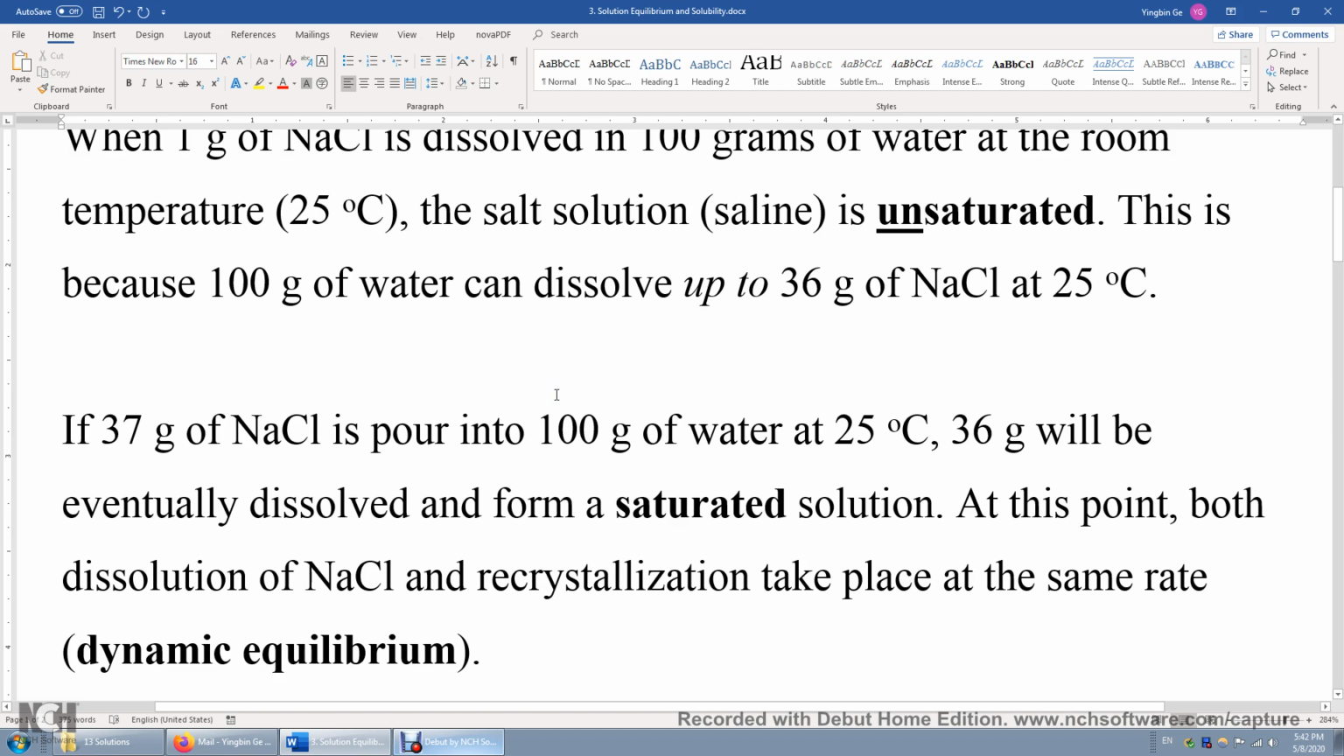What does that mean? That means, if you have 1 gram of sodium chloride solid in the solution, it's dissolving, but at the same time, the Na+ and Cl- are recrystallizing. So overall, we see no net change in the amount of solid sodium chloride in the solution.